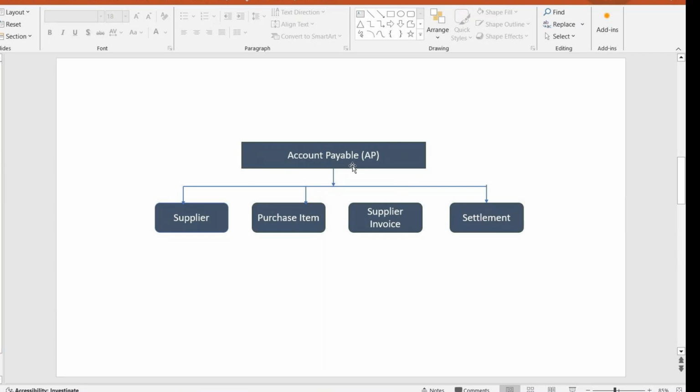In the account payable, the company will be sending a requisition, creating a purchase order, and buying the item for the company's purpose, and in turn paying the money to the supplier. But in the case of account receivable, the company will be creating an item, that is a sales item, and selling it to the customer and getting the money into your account.